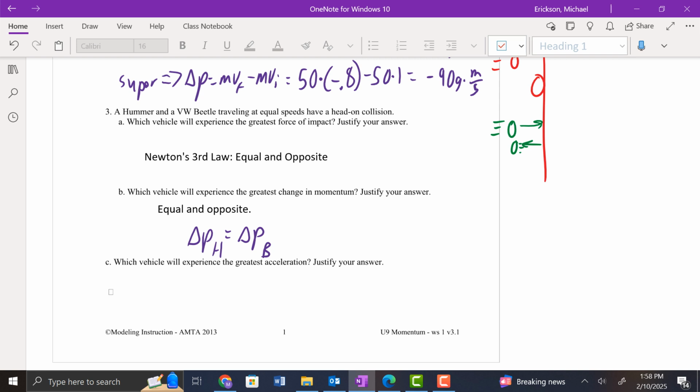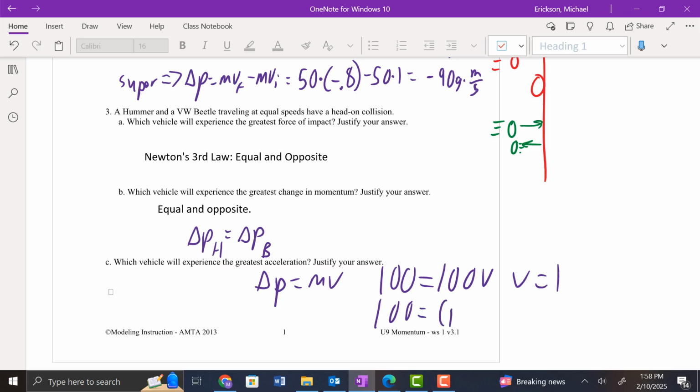If part B is true, then let's do some momentum situations. Let's say the momentum change should be the same. So if you have a change in momentum of 100 and your mass is 100, then your velocity is going to equal 1. But if you have a change in momentum of 100 again and your mass is 1, then your velocity is going to be 100.